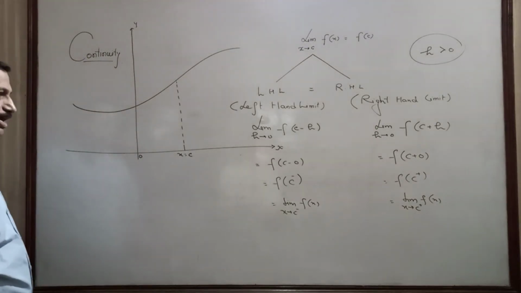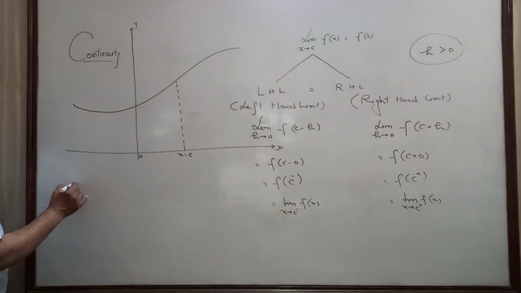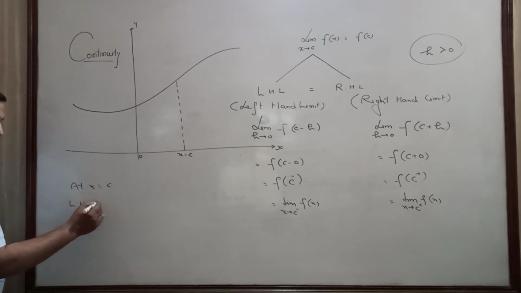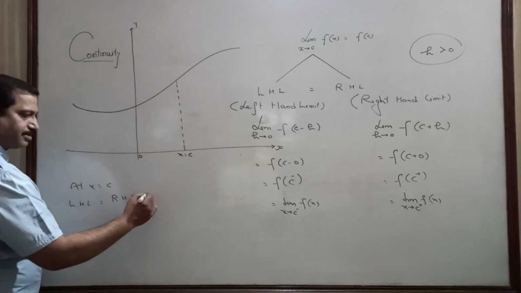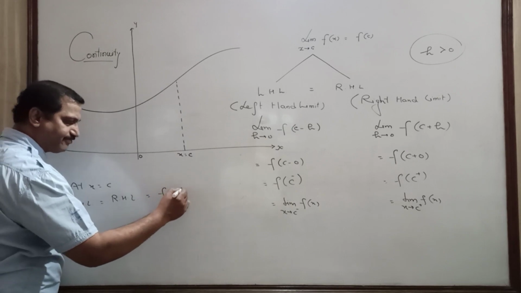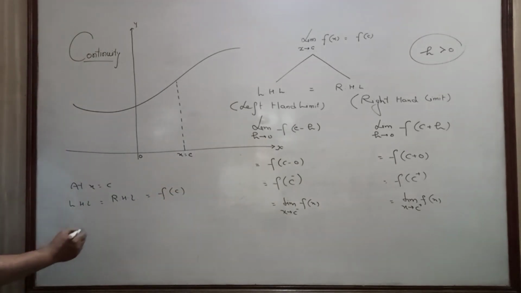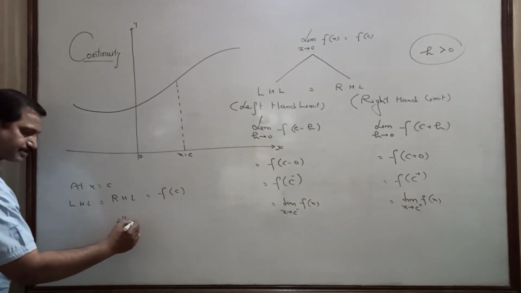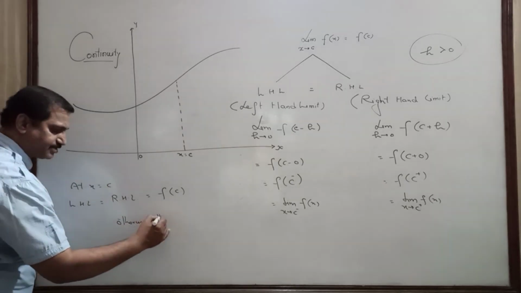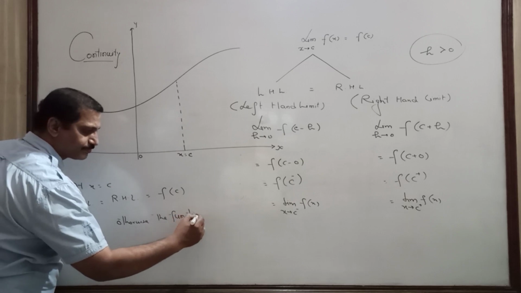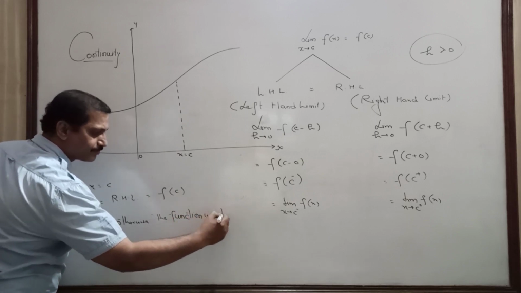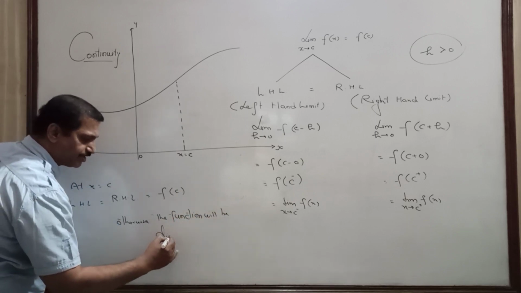That means if a function is continuous at x = c, then left hand limit should be equal to right hand limit, which is equal to f at c. Otherwise, the function will be discontinuous.